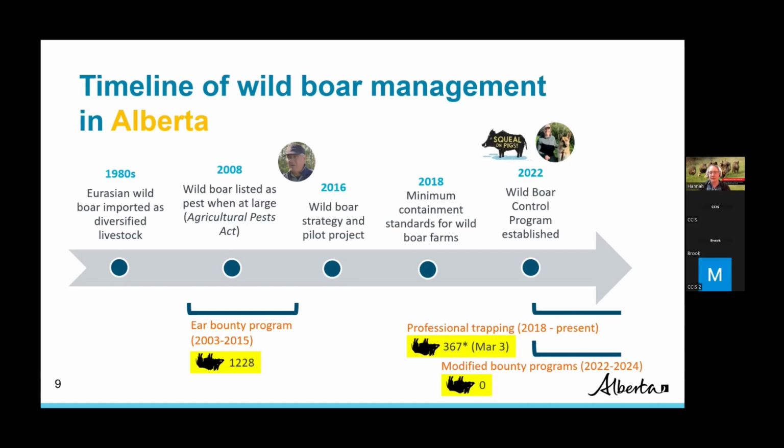we now have 2 folks with Alberta Pork that are part of that trapping team. And they've removed 367 wild boar since 2018. And I just put an asterisk there because those are whole sounders that they've been removing. And so that's very different than what was removed during the ear bounty program. That would have just been individuals or perhaps a few from a group, but not the whole group. And so I think that the advantage of removing the whole sounder for control and long-term success is really there. And then we did have a modified bounty program introduced with the 2022 wild boar control program, which has not really been a successful program.